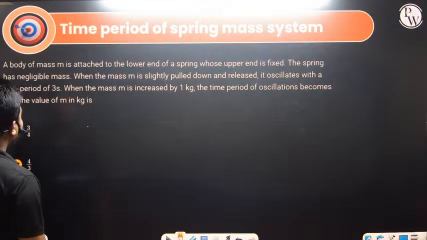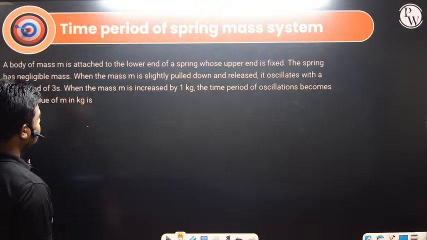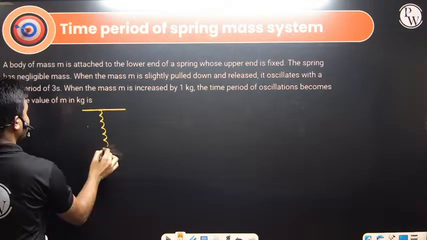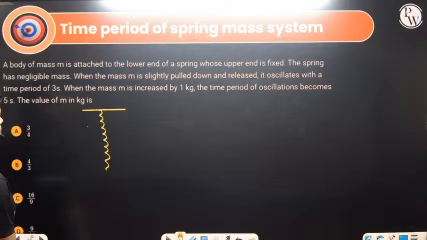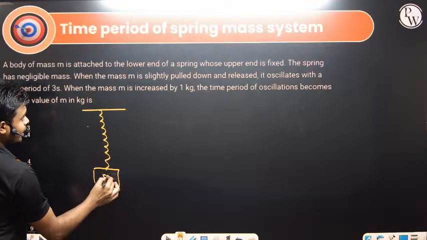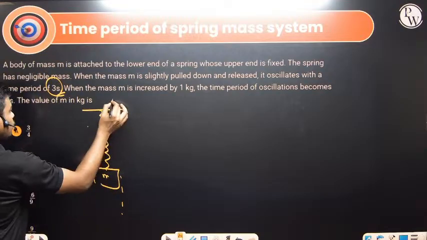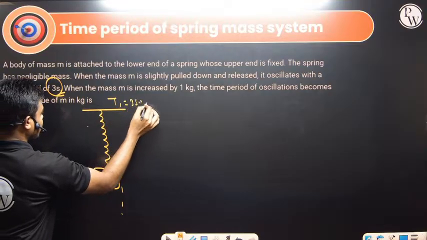A body of mass m is attached to the lower end of the spring whose upper end is fixed. The spring has negligible mass. When the mass m is slightly pulled down and released, it oscillates with a certain time period. At this particular point, the time period is 3 seconds.